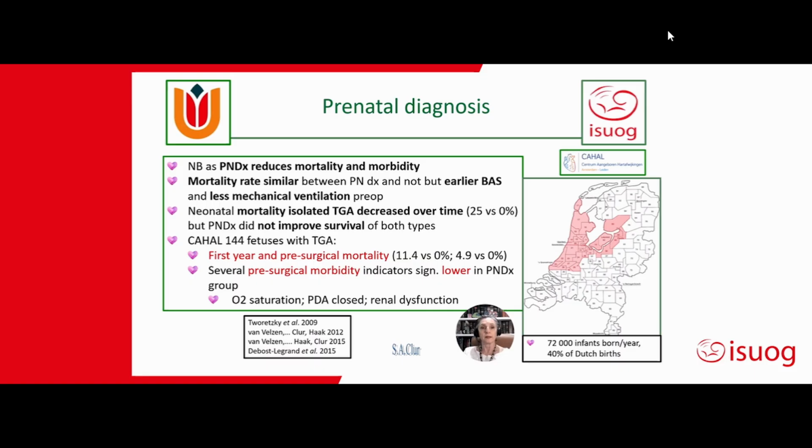The prenatal diagnosis of transposition of the great artery has been associated with reduced mortality and morbidity, earlier balloon angioseptostomy, and less mechanical ventilation preoperatively. In our study of transposition in the Amsterdam-Leiden area, we found a reduced first-year and pre-surgical mortality and reduced indicators of pre-surgical morbidity in our group of transposition patients that were diagnosed prenatally.